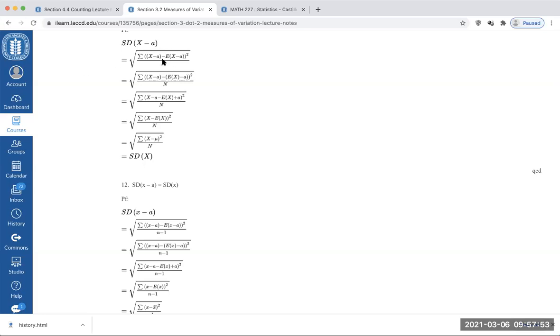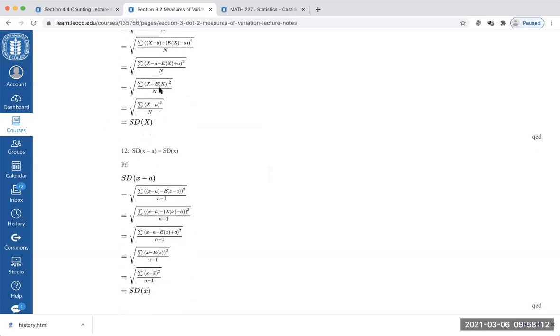This is equal to, well, expected value of x minus a, distributing the minus sign inside the parentheses. This is minus expected value of x plus a. The a's cancel. So this is x minus expected value of x, which is just mu. And so this is the square root of the sum of x minus mu squared over n, which is the standard deviation of x.